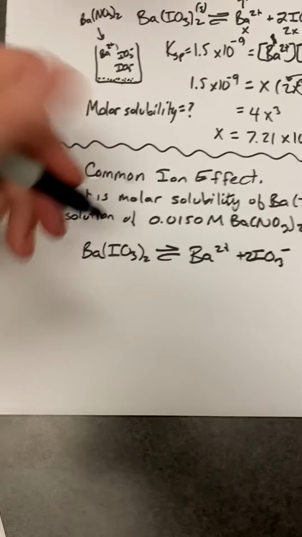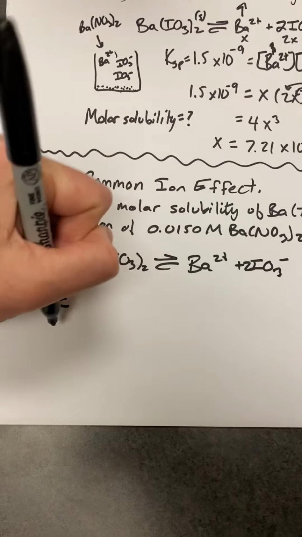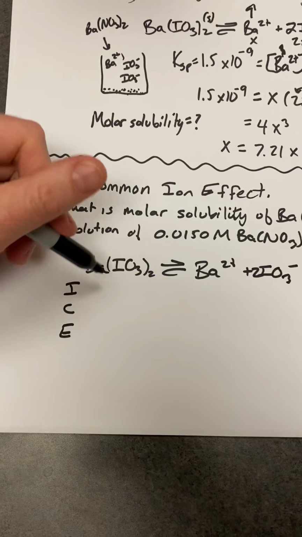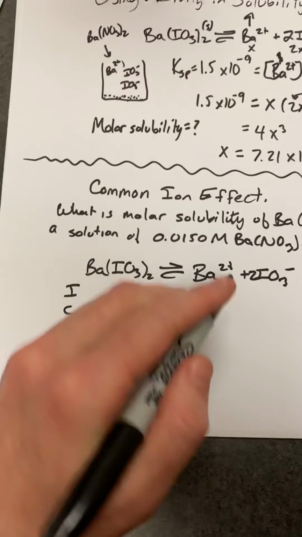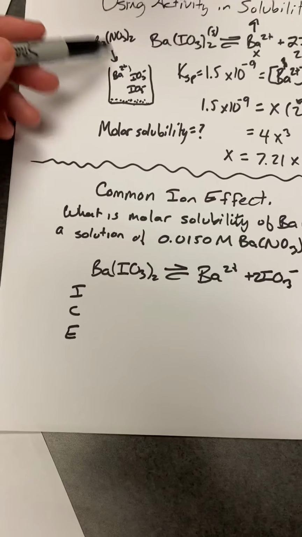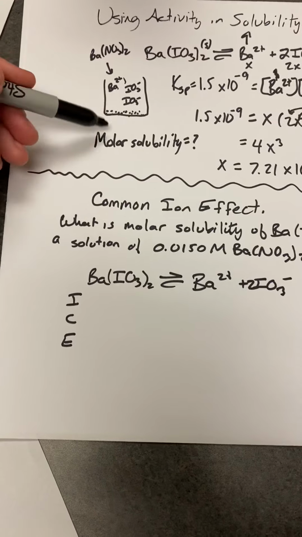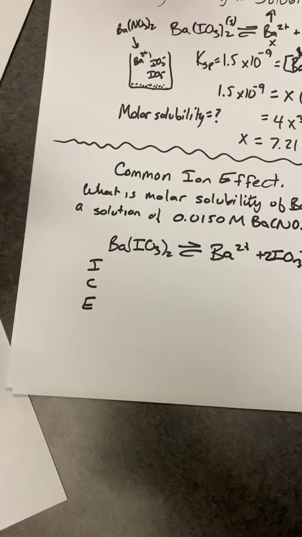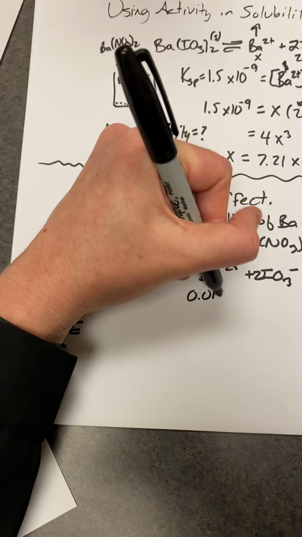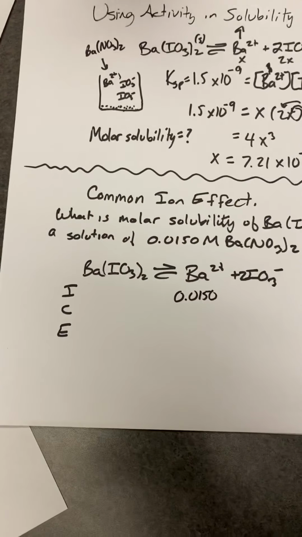And it helps to draw an ICE table in this situation, I think. Our initial concentration would be nothing because this is a solid, but our initial concentration of barium, if we're talking about having a bunch of barium nitrate in there, would be whatever the concentration of barium nitrate is, because it's a 1-to-1. So in this case, we'd have 0.0150 mole per liter.